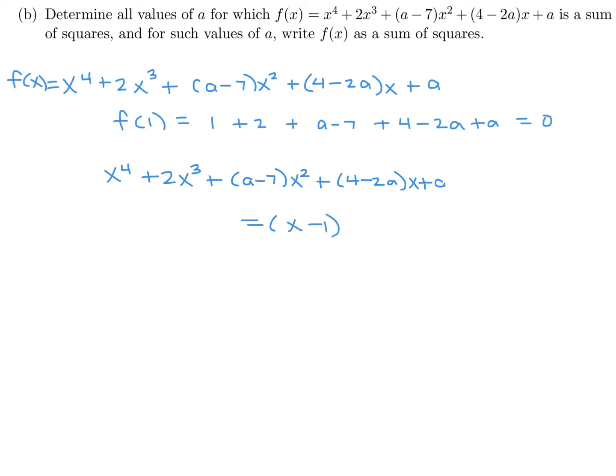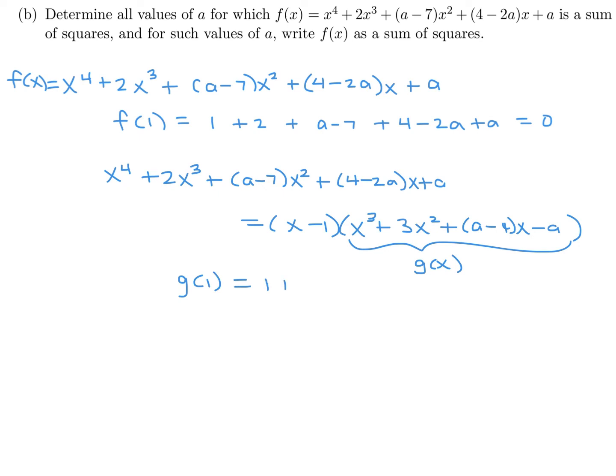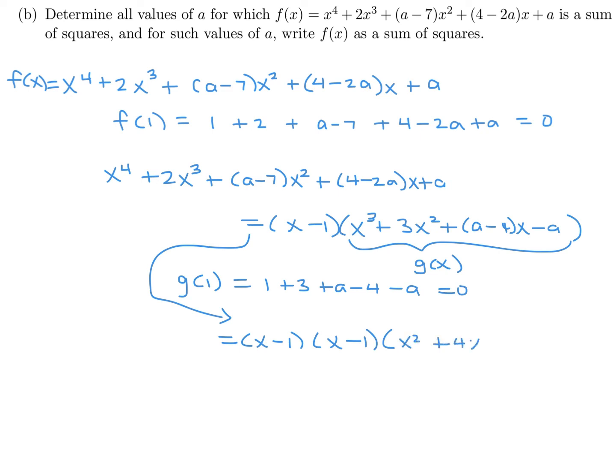And if you do long division, you can get the remaining part of the equation, which is going to be x to the power of 3 plus 3x squared plus (a minus 4)x minus a. And then if we say that's g of x, again, if you put 1 into g of x, you'll get 1 plus 3 plus a minus 4 minus a, and that is also 0. So 1 is a root of g of x. So this equation can further be factored. In particular, g of x has 1 as a root, so you can factor out another x minus 1, and the remaining part will be x squared plus 4x plus a.